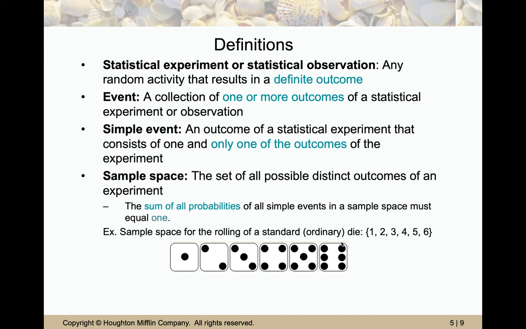Okay, we've got to get some definitions down before we can look at more problems. A statistical experiment or statistical observation is any random activity in terms of probability studies that results in a definite outcome. An event is a collection of one or more outcomes of a statistical experiment or observation. A simple event is an outcome of a statistical experiment that consists of one and only one of those outcomes. A sample space is the set of all possible distinct outcomes of an experiment.